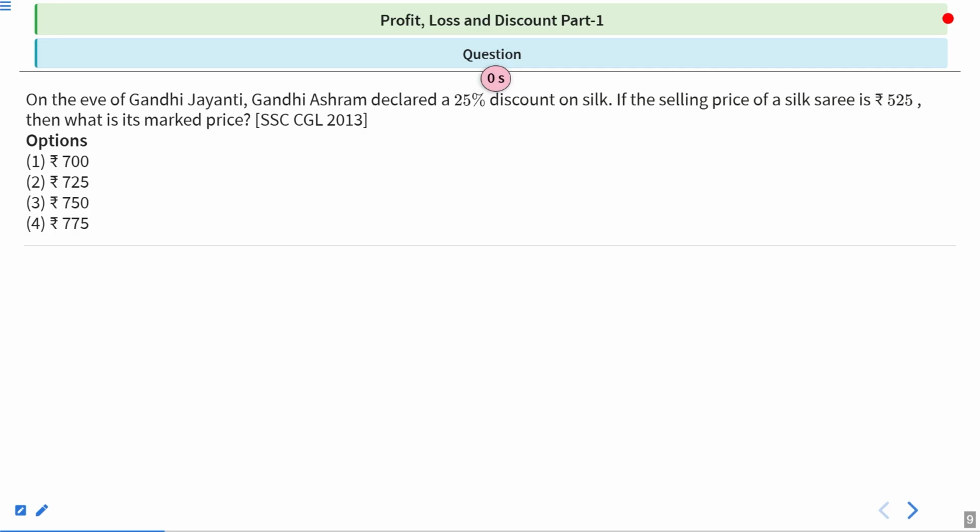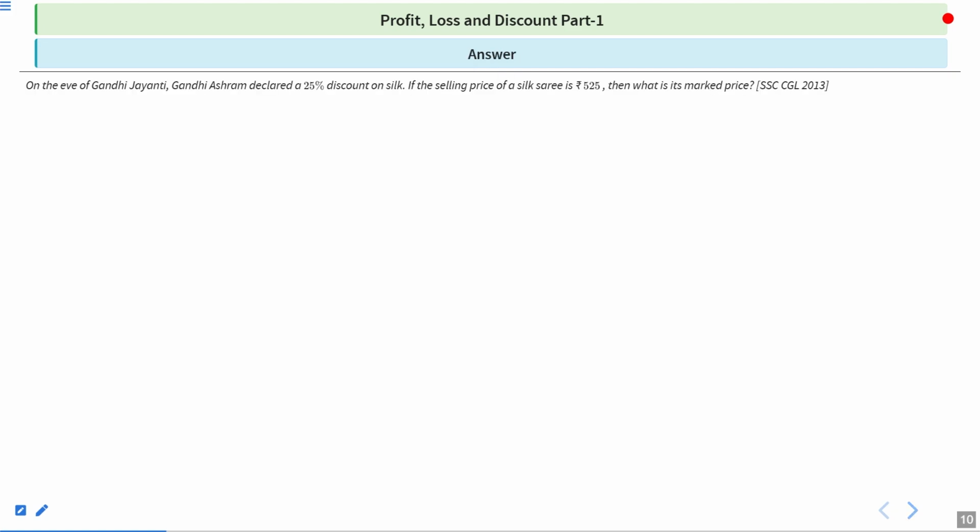Now time's up. Let's see the solution of this question. The question says that on the eve of Gandhi Jayanti, Gandhi Ashram declared a 25% discount on silk sarees. So if the selling price of each silk saree is 525, what is the mark price? After giving the discount, the selling price is given, which is 525 rupees. Now we can calculate the mark price because this price is equal to 75% of the mark price, because a 25% discount was given by the Gandhi Ashram. So the correct answer of this question is A, which is 700 rupees.